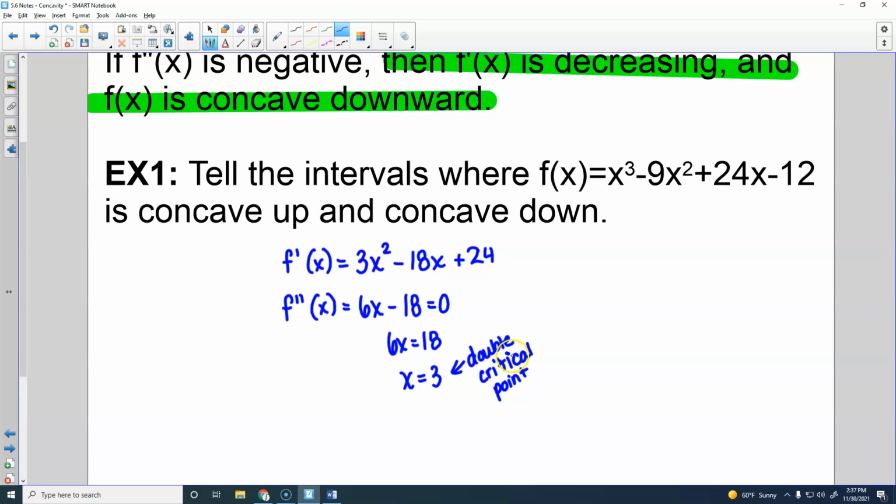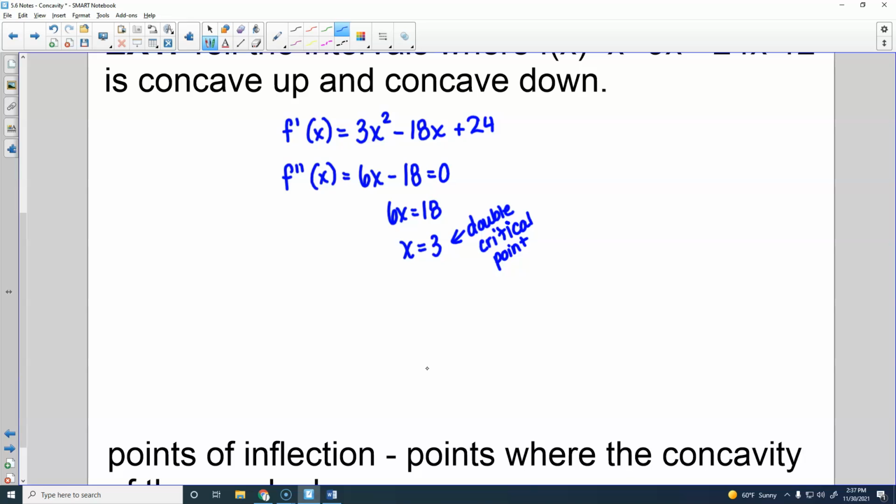You don't have to call it anything, but it's like a critical point, but for the second derivative, so it's not a critical point. But we're going to do the same thing we did. We're just going to make ourselves a sign line. We're going to put 3. We're going to think about the second derivative. If I plug in a number below 3, like 0, I'll get negative. If I plug in a number above 3, I'll get a positive. Are you plugging this into the absolute? Plug it into the second derivative. Yeah. And so this is my second derivative.